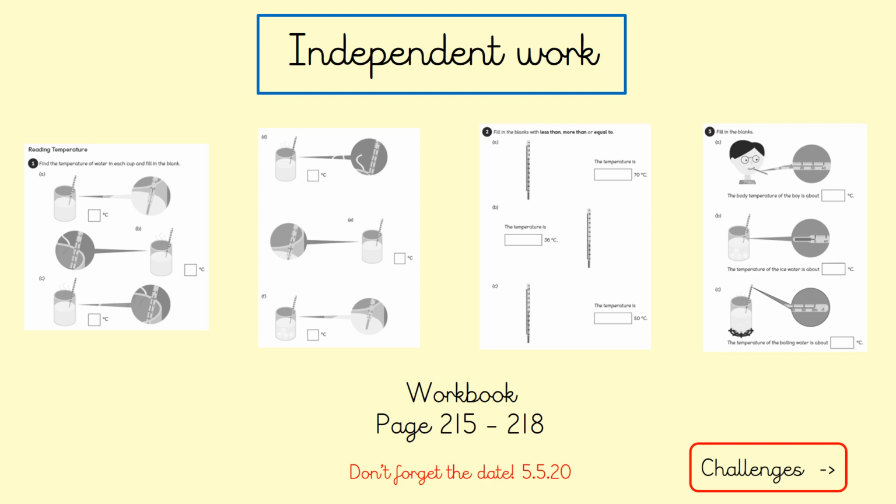Some of the pictures are a bit tricky to read. So remember, our answers don't need to be exact. We can use the word about. And make sure you read the instructions for each question carefully, because some of them are asking you to do slightly different things.